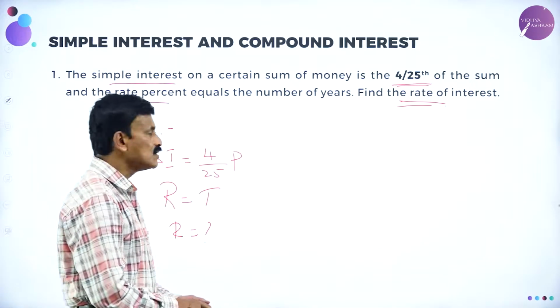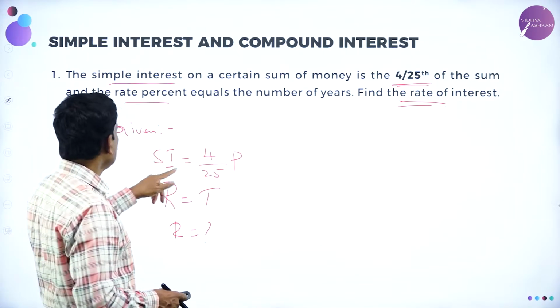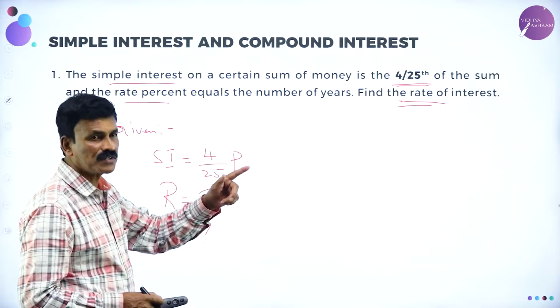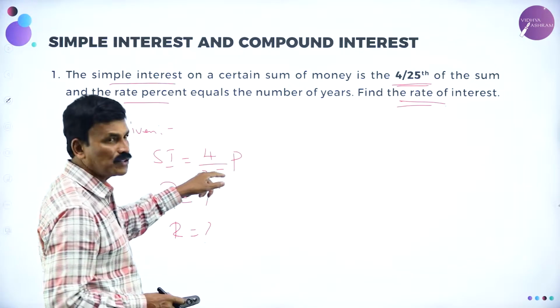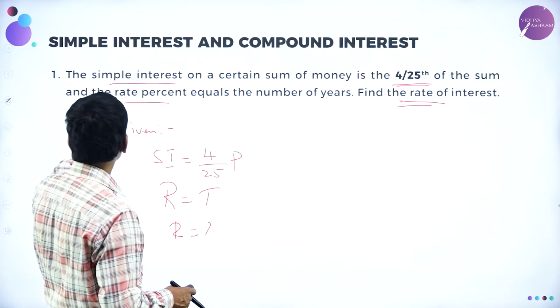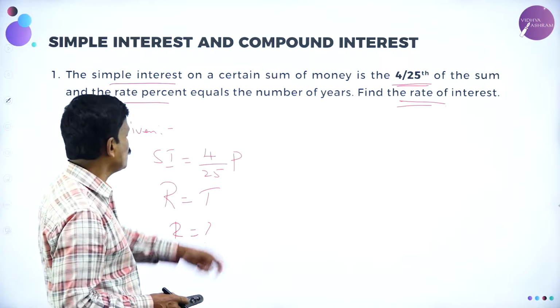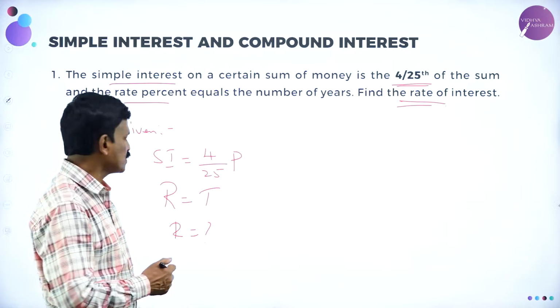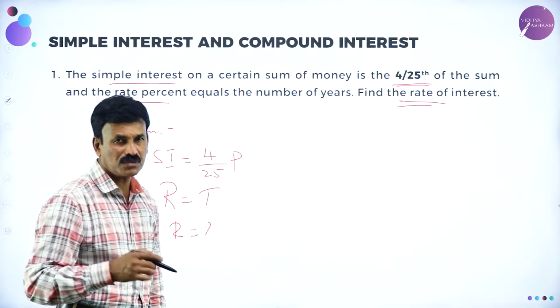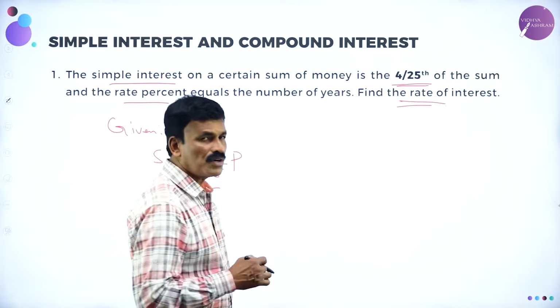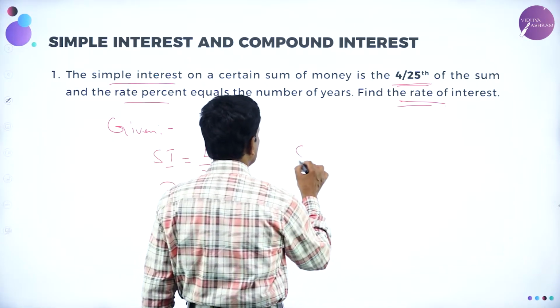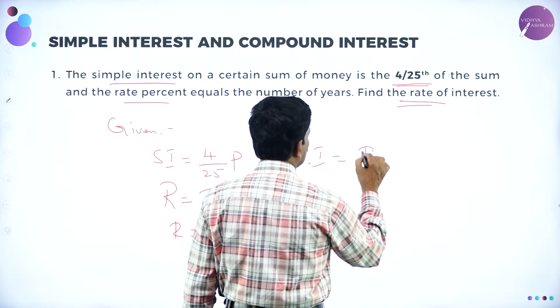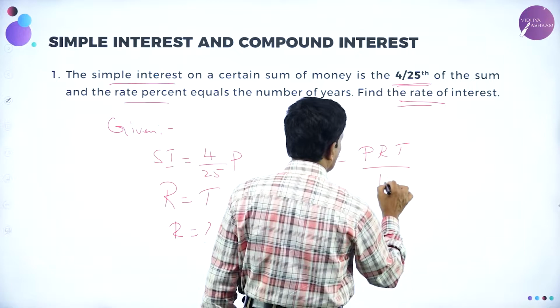So what is given? Simple interest is equal to 4 by 25th of the sum, meaning 4 by 25 times the principal, and the rate percent is equal to the number of years, meaning R is equal to T. What is required to find is the rate of interest. This is to be determined. What is the formula? You know the formula for simple interest: SI is equal to PRT over 100.